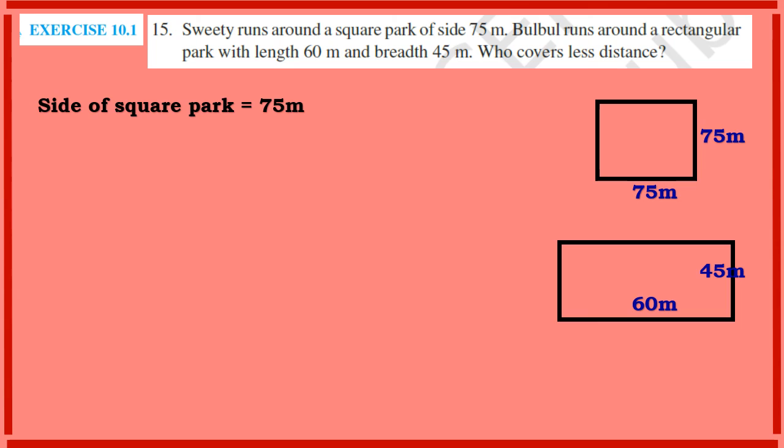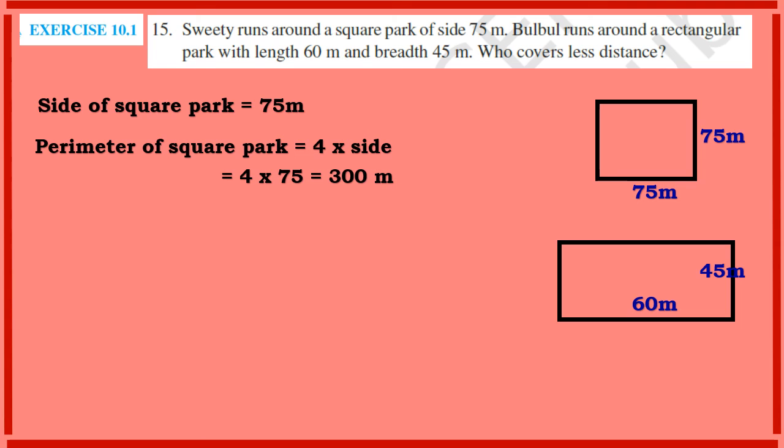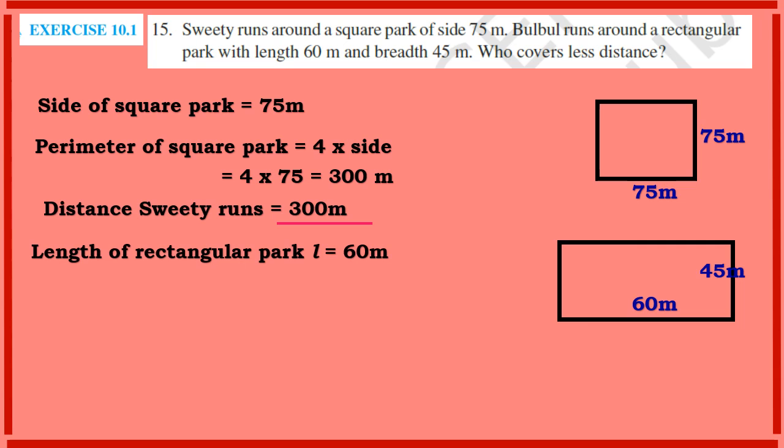Okay, so the side of the square park is 75 meter. So the perimeter of the square park is 4 into side, 4 into 75, which is equal to 300 meter. That means the distance Sweetie runs is 300 meter. Now let us find out about Bulbul.